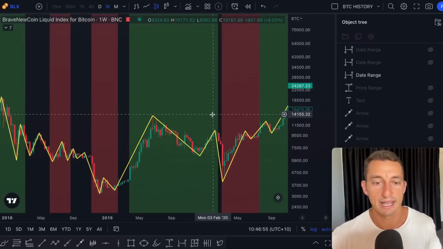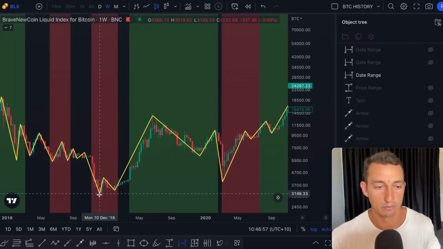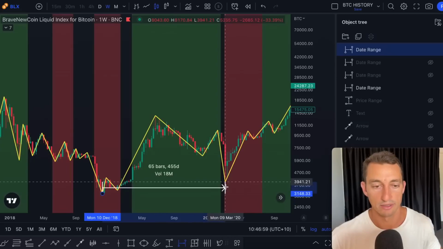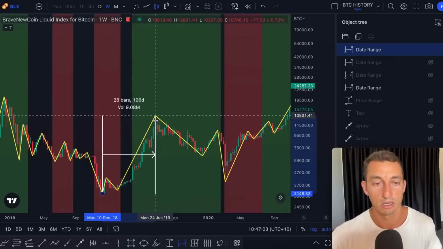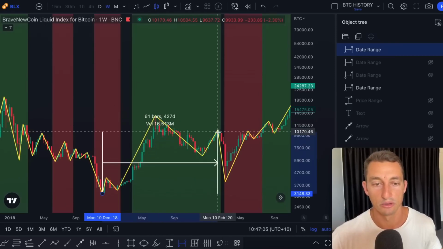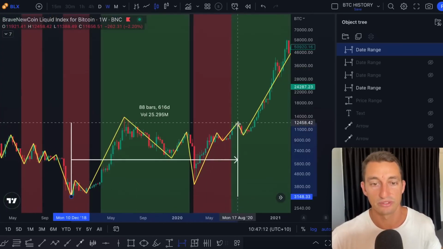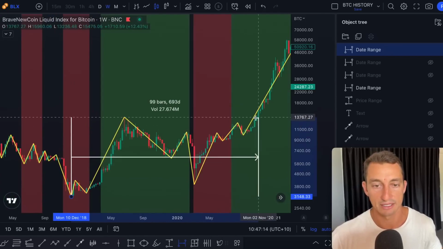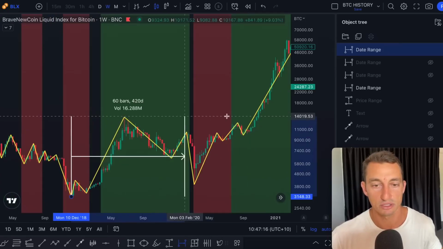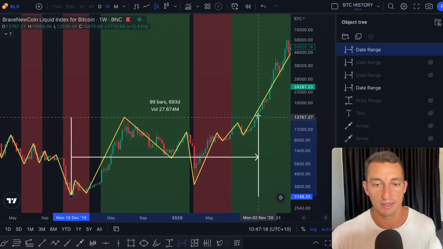Like you can see, this did take some time. If we measure from the low to the next low, this was 455 days. The low to the top, 196 days. The low to the next top, around 427 days. And then the cycle low to the next top was 616 days. And I want to take it to the breakout point of that previous top. So as it broke $14,000, roughly 700 days.